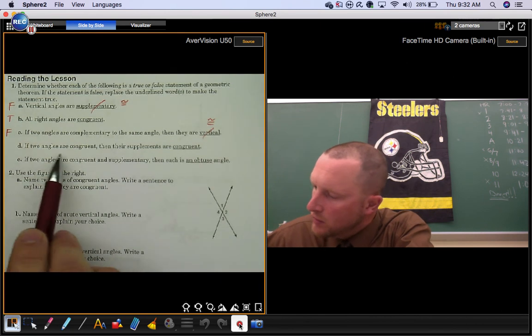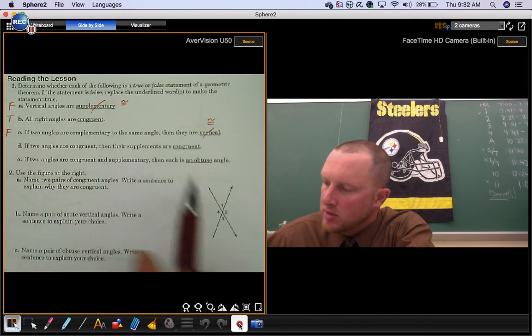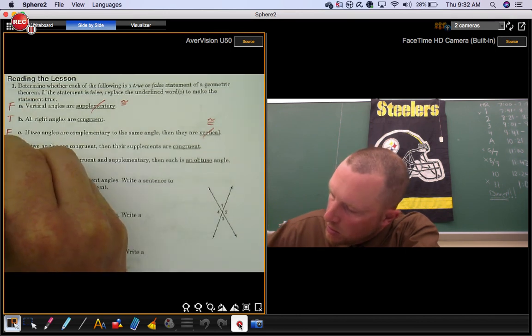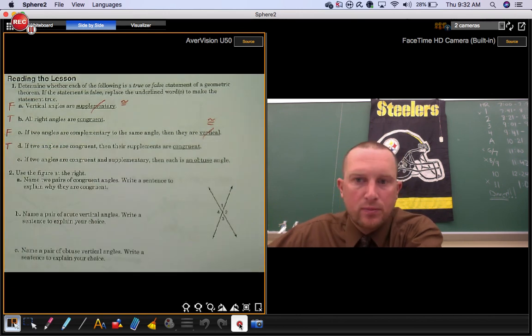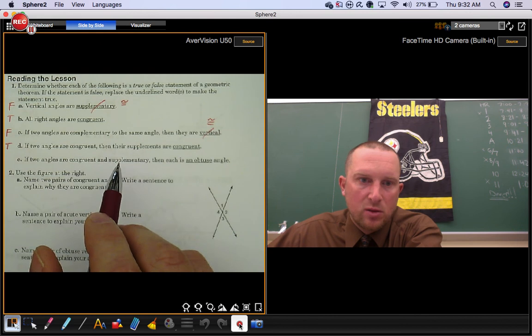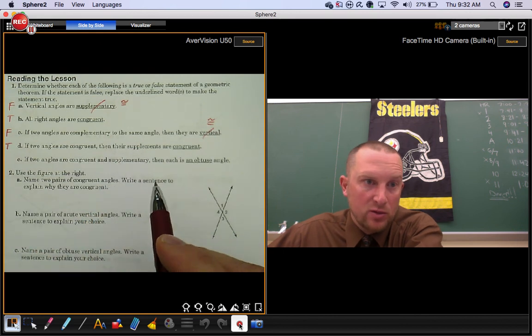Part D, if two angles are congruent, then their supplements are congruent. That's true. If you have two 100-degree angles, they're congruent to each other. Well, their supplements are both 80. Wouldn't they be congruent to each other too?